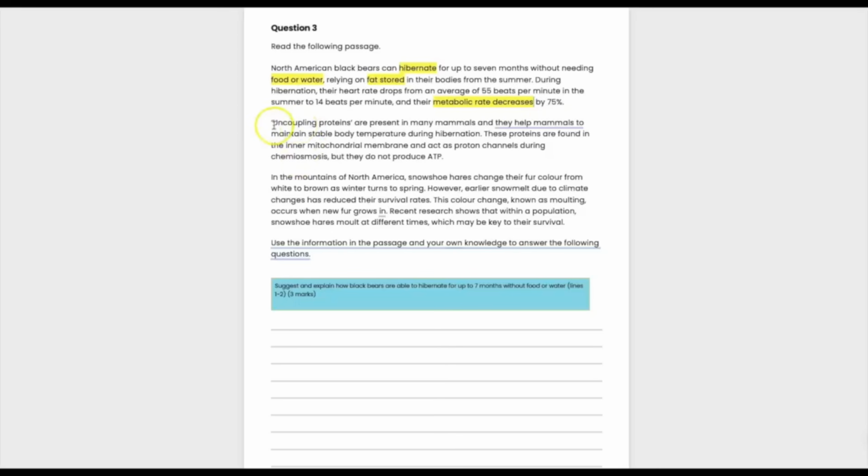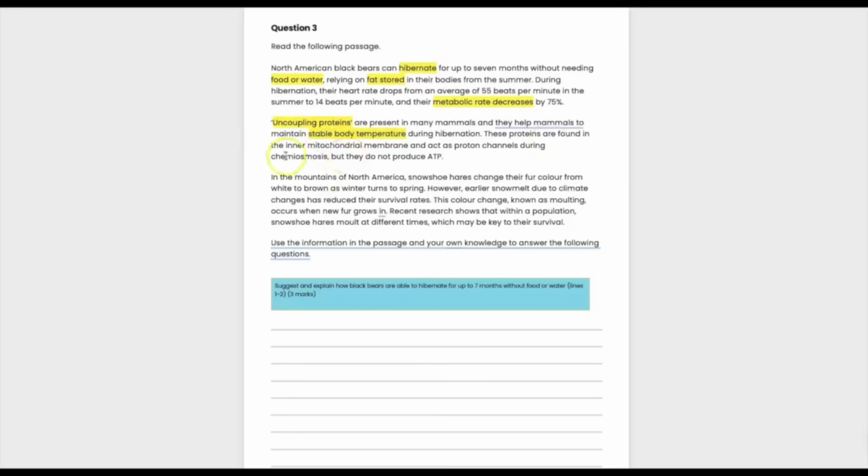Next, then we have uncoupling proteins. Now, this is an unfamiliar term, so I'm just going to put that in highlights so it stands out to me if I needed to come back to it. And we're told they're present in many mammals, and they help mammals to maintain a stable body temperature during hibernation. So I'd highlight here and annotate homeostasis.